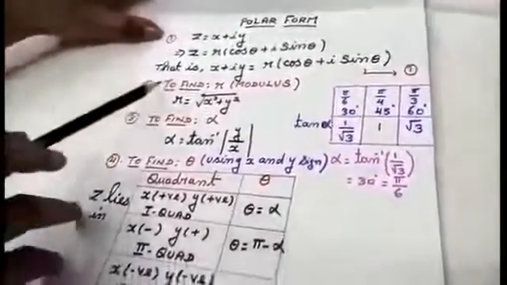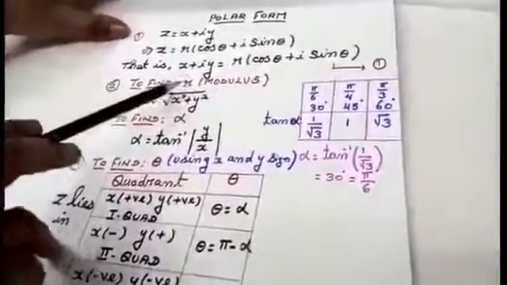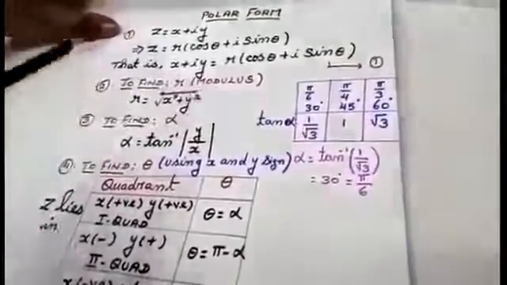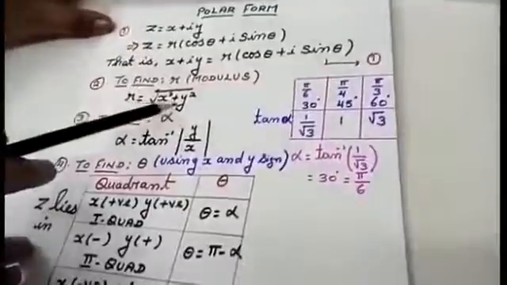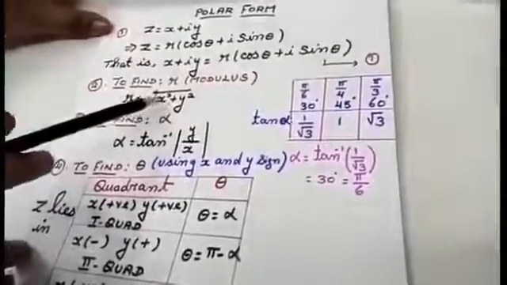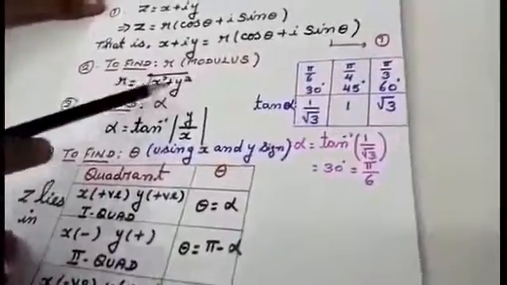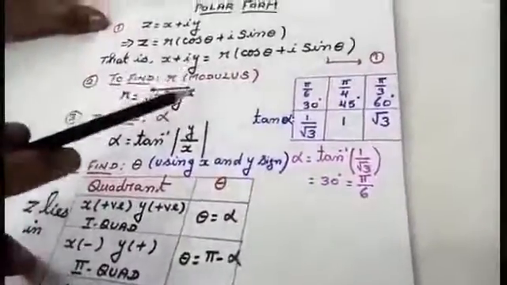Second, I am going to find r. The meaning of r is modulus. How to find r: r equals root of x square plus y square. You will get some value, and you will be writing the value, students. That is, r equals root of x square plus y square. If you calculate, you will get an answer.